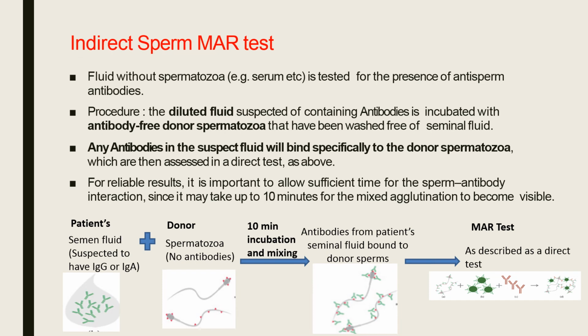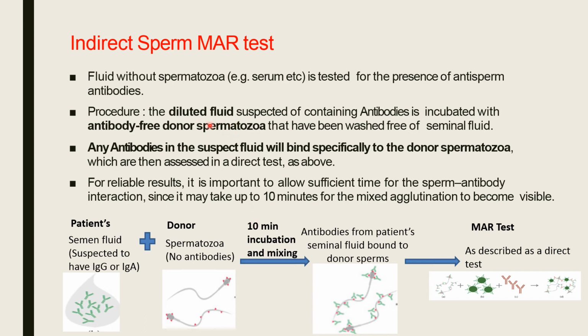That was the direct sperm MAR test. For the indirect sperm MAR test, we need only the serum or the fluid of the semen, that is, fluid of the semen without spermatozoa, from the patient that we are suspecting to have anti-sperm antibodies. So for this procedure, we need diluted fluid from semen, and then we have to incubate it with the sperm of another person that does not have antibodies.